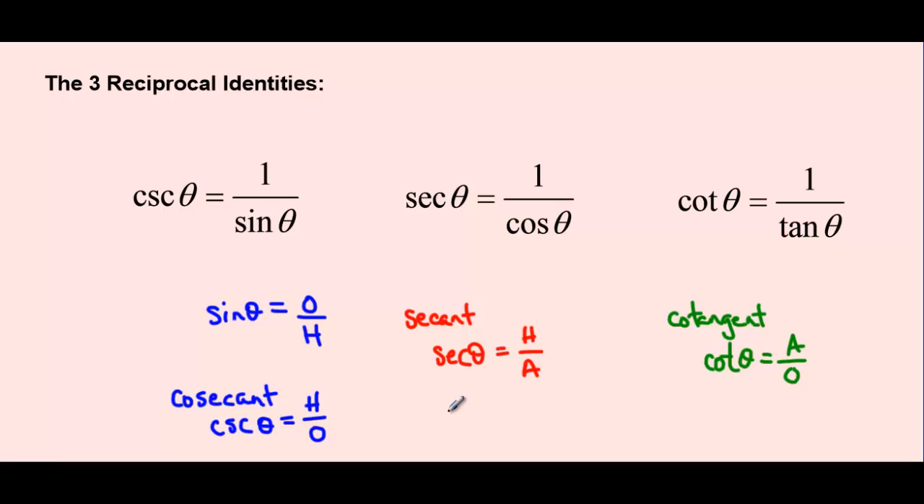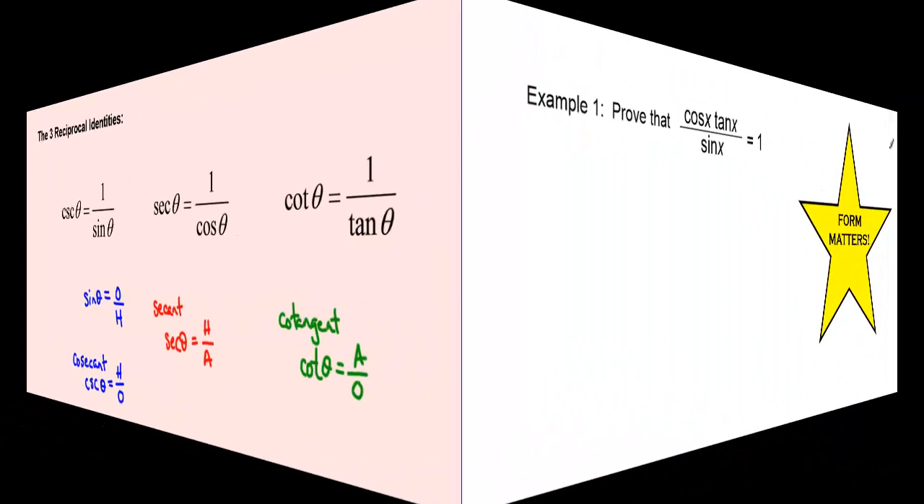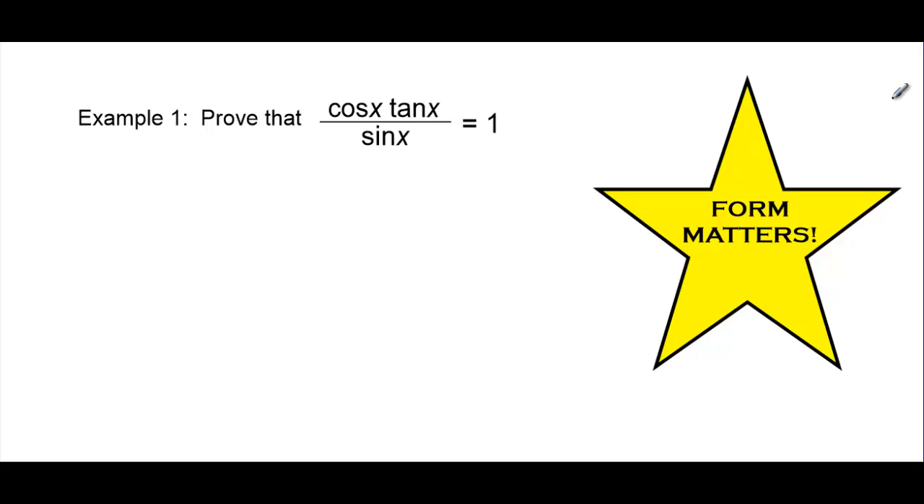Okay, so now we know the two basic identities and now these three reciprocal identities. So let's put them into action and try to prove some trig identities. Here's our first one. Prove that the cosine of x multiplied by the tangent of x, all divided by the sine of x, equals 1. You'll see some questions use theta, some other questions use x or some other letter. It doesn't matter. As long as the angle is consistent, we can use our trig identities.